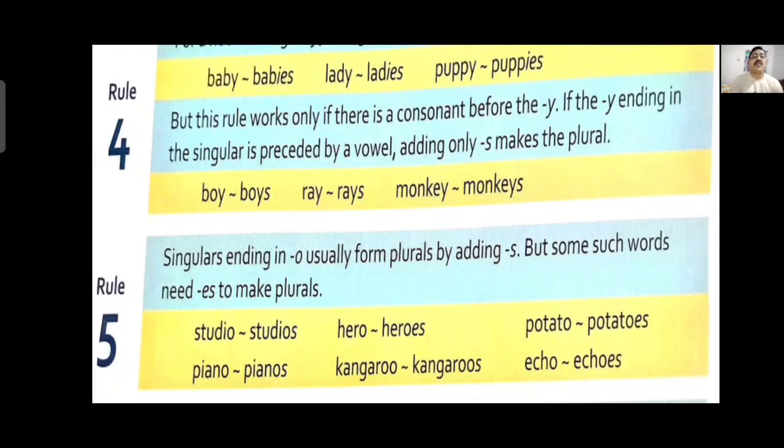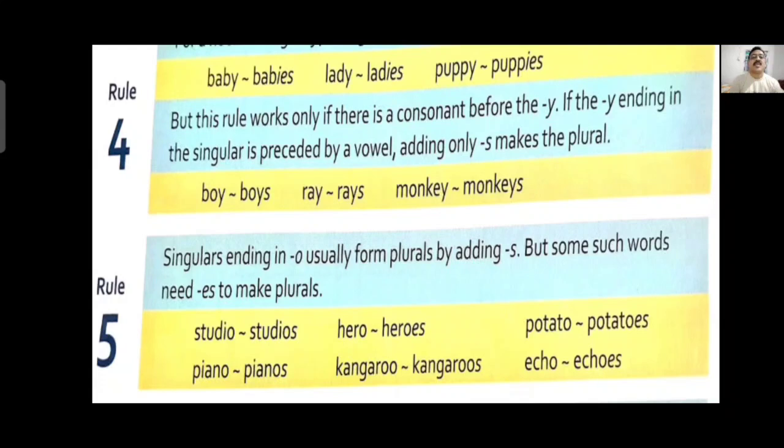Now some words end with y, but they don't have ies in their plural form. Why? Because they have a vowel before the y. Boy ends with y, but o is a vowel before y. That's why we only have to add s.